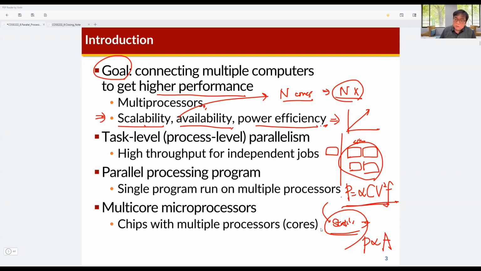If we see this power consumption equation, P is proportional to C, the capacitance. Actually, the capacitance is proportional to the area of a chip. Also, the static power is proportional to the area. So if we use multi-core architecture, then a single chip includes multiple cores, and that means a single chip has a larger area compared to the single core architecture, then this CPU will consume much more power. So we need to also consider the power efficiency. The problem is that even though we invest more power for this multi-core architecture, the performance is not scalable. So that is the problem.